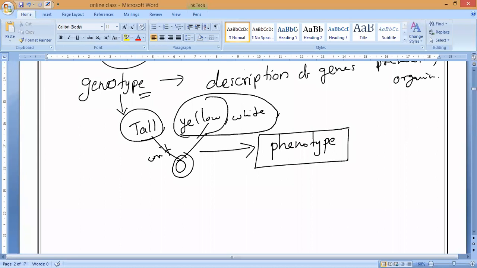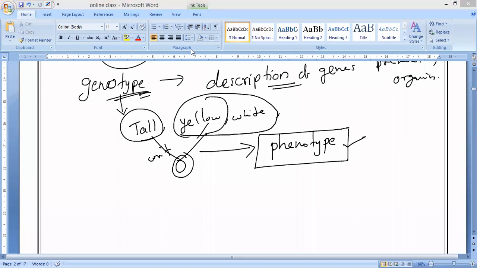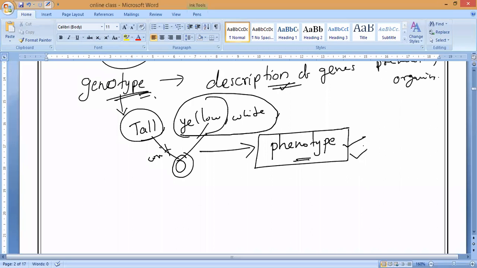Understand? The description of genes present in an organism will tell you the genotype, and the characters which are visible in an organism, that is what we call phenotype. Yes or no? So that is what you have to remember. Genotype will describe the types of genes present in an organism, and the phenotype will tell us what it looks like, how it appears to us. This is what you need to understand.